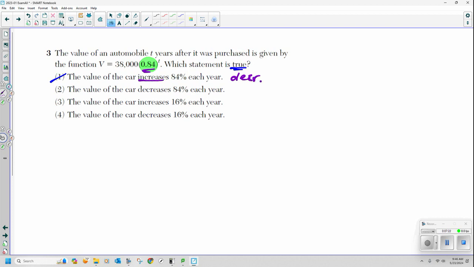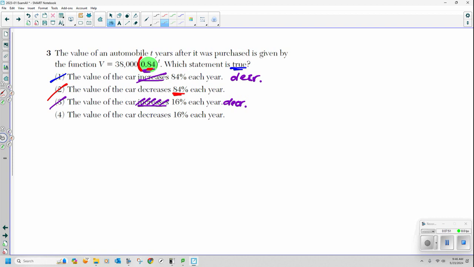So since this is less than 1, my function is actually decreasing. Okay, it's not increasing. So if I look at choice 3, it also tells me it's increasing. That's a no-no. It's decreasing. So let's look at choice 2 and 4. The value of the car decreases by 84% each year. The value of the car decreases by 16%. Please refrain from picking choice 2. I know you see 0.84, and this kind of makes sense.